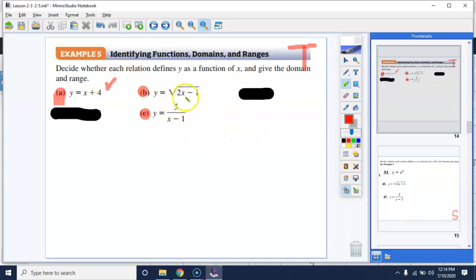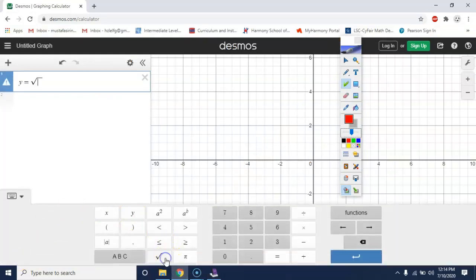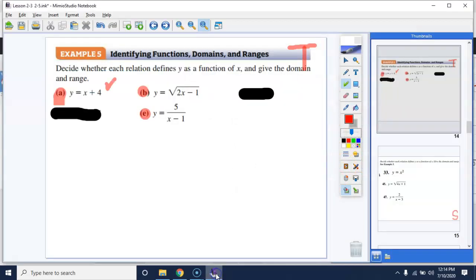And then look at B, square root of 2x minus 1. Square root of 2x minus 1. Here we are. So that's my graph. A vertical line going like this, going like this, is going to cross once anyway, so it should be a function as well.